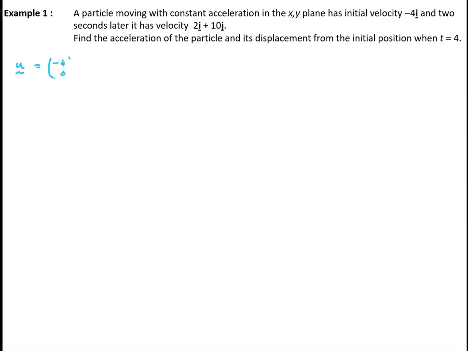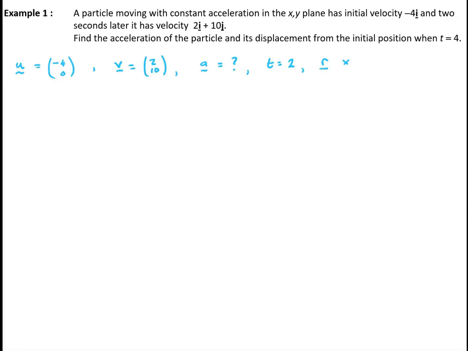So, to begin with then, we know the initial velocity is (-4, 0), that is minus 4 in the x direction and 0 in the y direction. The velocity when t equals 2 is 2 in the x direction and 10 in the y direction, so it's the vector (2, 10). We don't know what the acceleration is. We know the time is 2. We're not interested at the moment in what the displacement is when t equals 2.